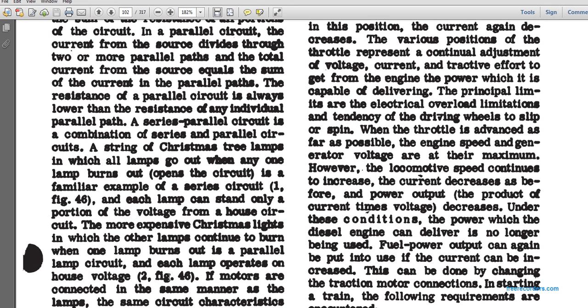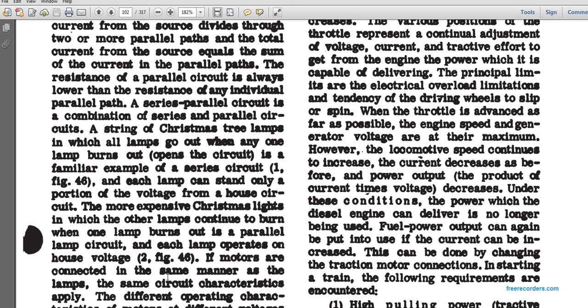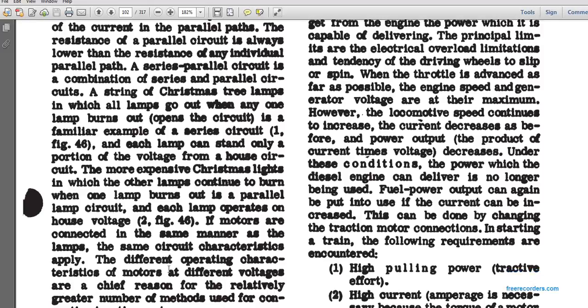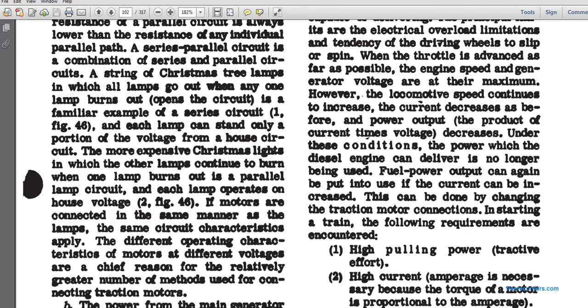house voltage. If motors are connected in the same manner as the lamps, the same circuit characteristics apply. Different operating characteristics of the motors and different voltages are chief reasons for the relatively great number of methods for connecting traction motors.